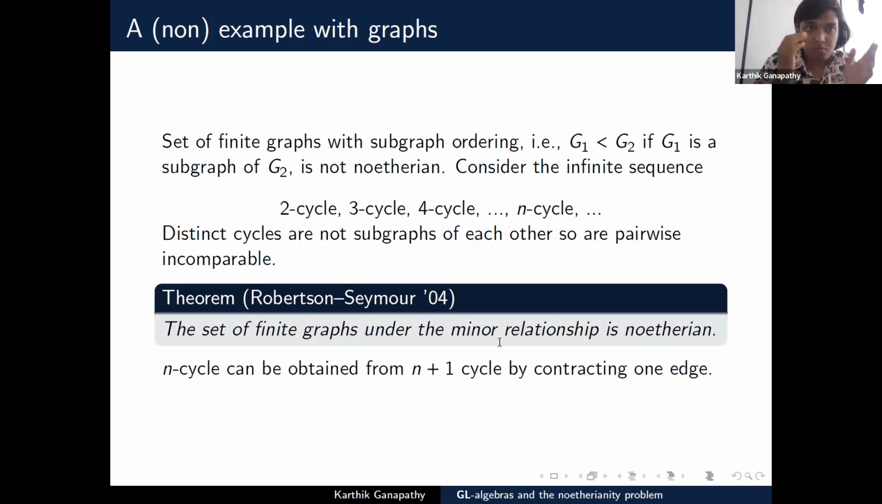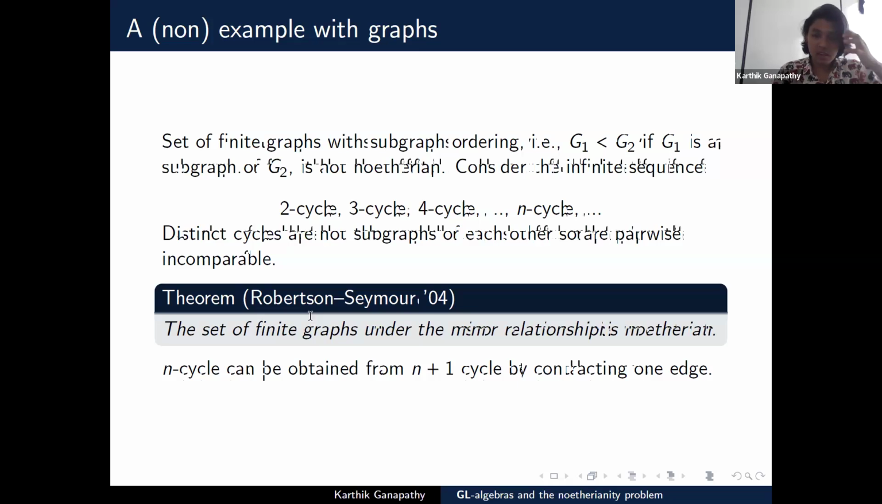Okay, so there are more operations, which means the minor relationship makes the subgraph order. It's a refinement of the subgraph ordering. And if you look at this previous infinite sequence that I had given, you can obtain the n cycle from the n+1 cycle by just contracting the edge, say, n+1, for example. And so this would not give a counterexample in that case. But it's a very hard theorem.